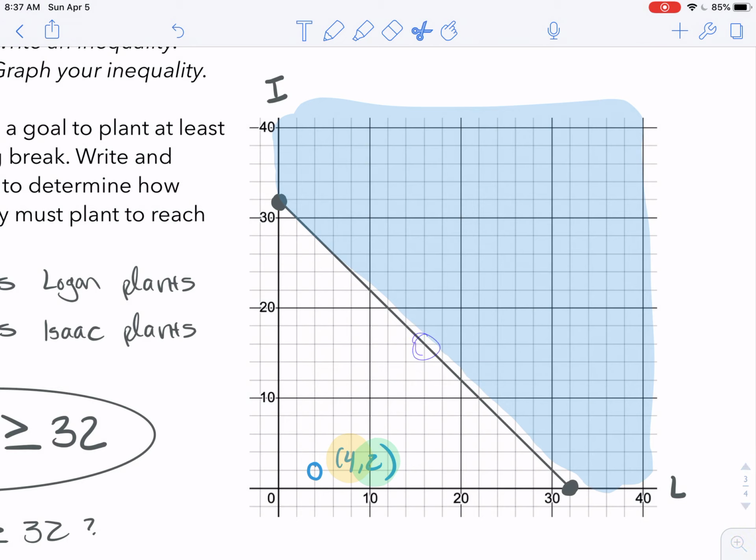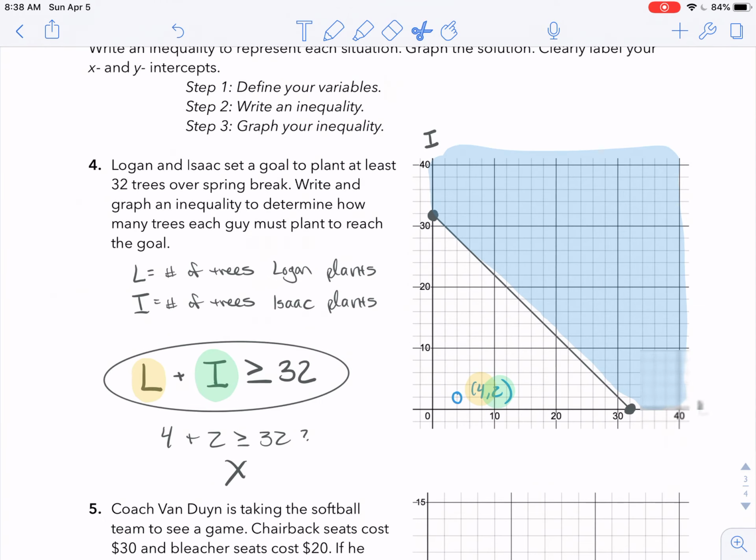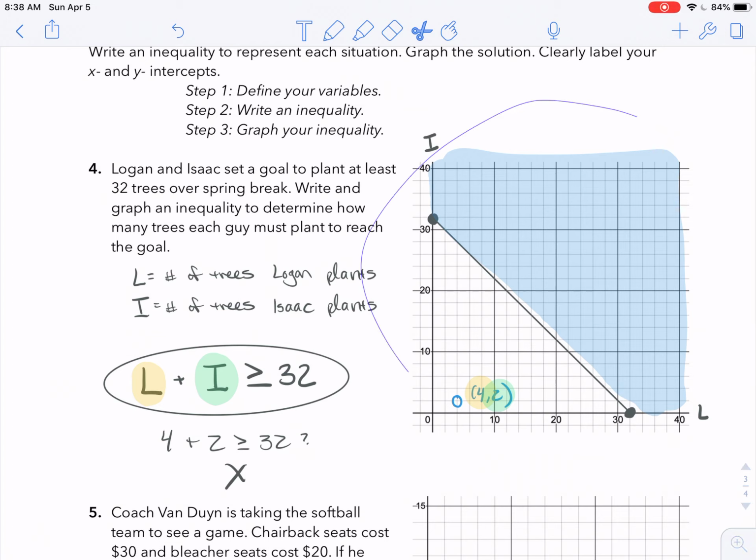If both of them plant 16 trees, they'll reach their goal. Or if Logan plants 32 trees and Isaac doesn't plant any at all, they'll still reach their goal. Or if they both plant 40 trees, wow, that's so much. Good job, guys. I can really dig it. So this graph represents all the possible combinations of trees that each guy can plant to reach their 32 tree goal.